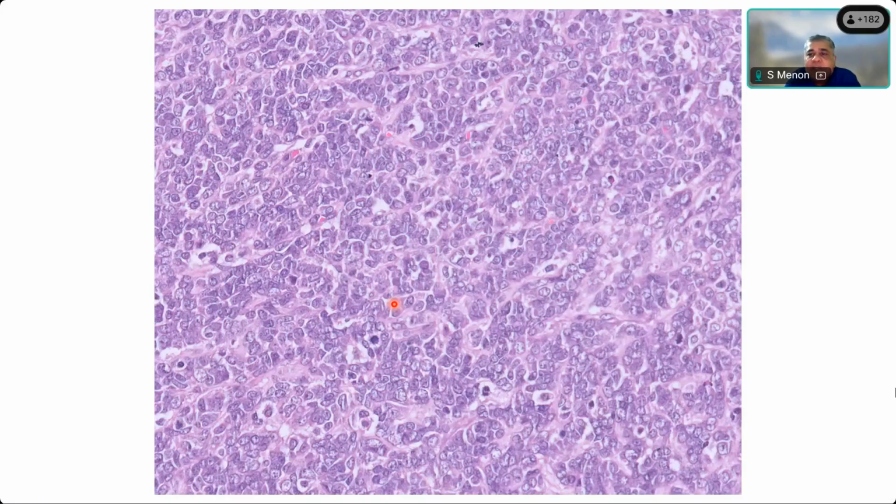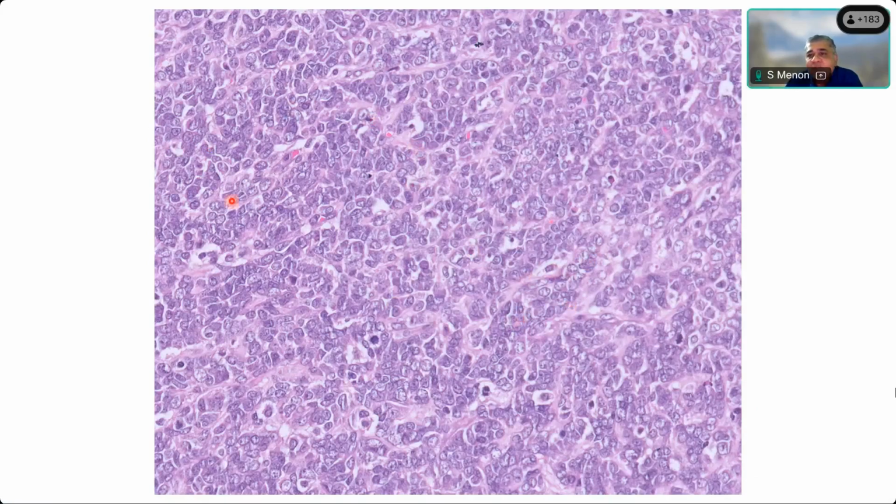So is this hyperchromatic nuclei? Is it little vesicular nuclei? Do you see nuclear grooves in this? Yes, sir. Somebody says it's a coffee bean appearance. Maybe some small groups of cells here you can make out.